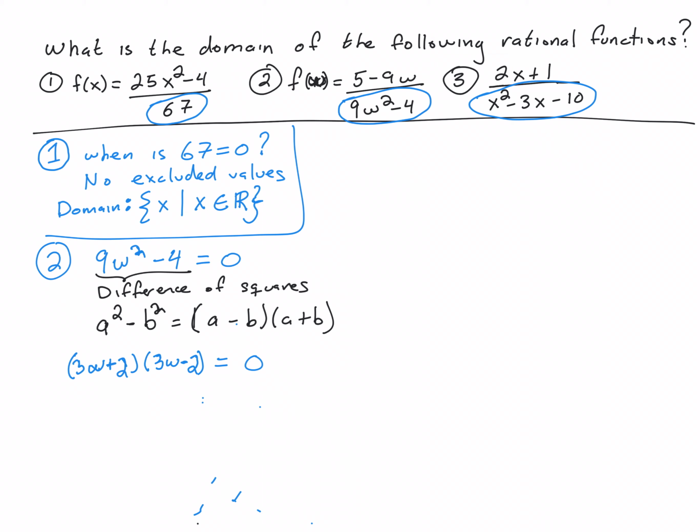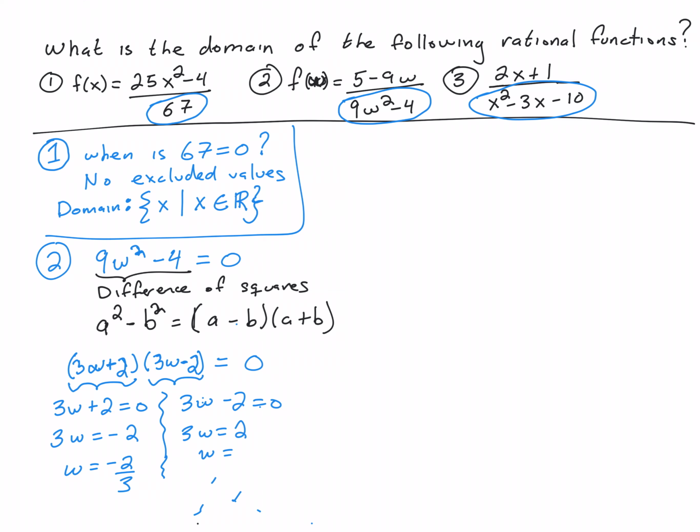Now, after you have that, you set each one of these factors equal to 0 and you solve. So I'll set 3w plus 2 equal to 0 and 3w minus 2 equal to 0. Here I would have 3w equals minus 2, so w is minus 2/3. And for this one, I'll have 3w equals plus 2, so w is positive 2/3. So these right here are my excluded values.